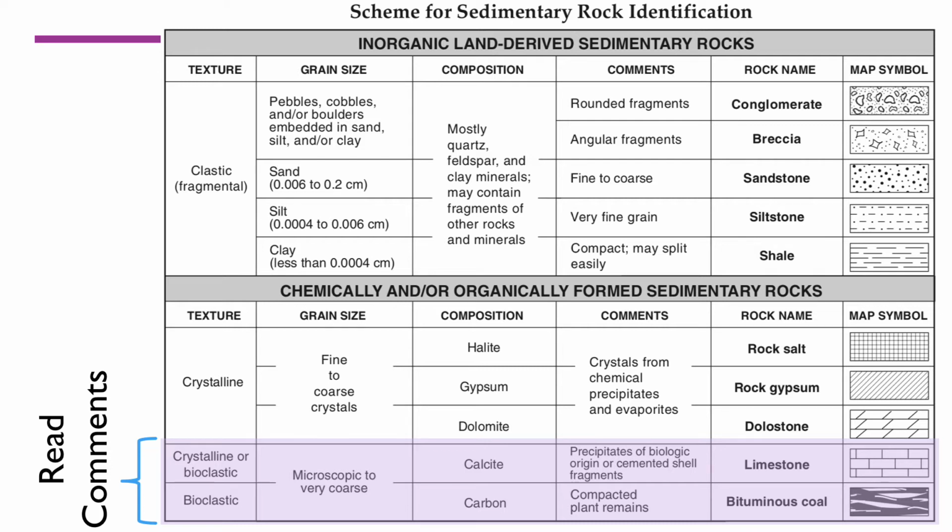Specifically, bituminous coal forms from compacted plant remains, and the rock limestone can actually be both chemical and organic. Now that's something that's been confusing us, and we can tell that by looking at the texture column. Limestone can either be crystalline in texture, which refers to chemical sedimentary rocks, or it can be bioclastic, which refers to organic sedimentary rocks. So limestone can be both.